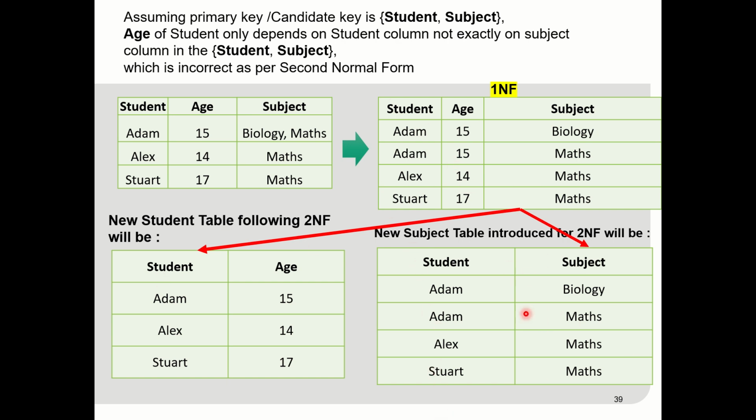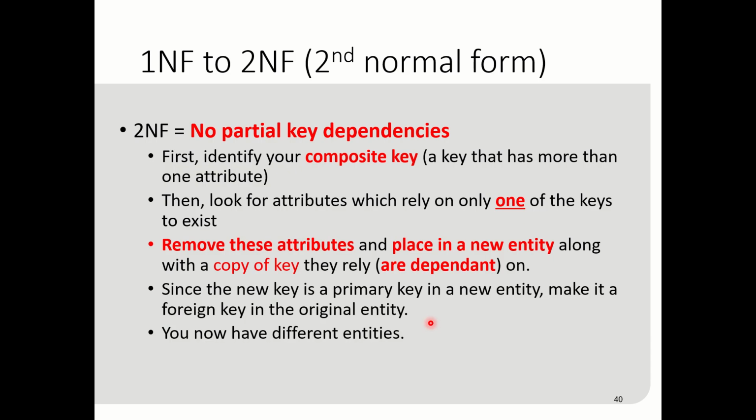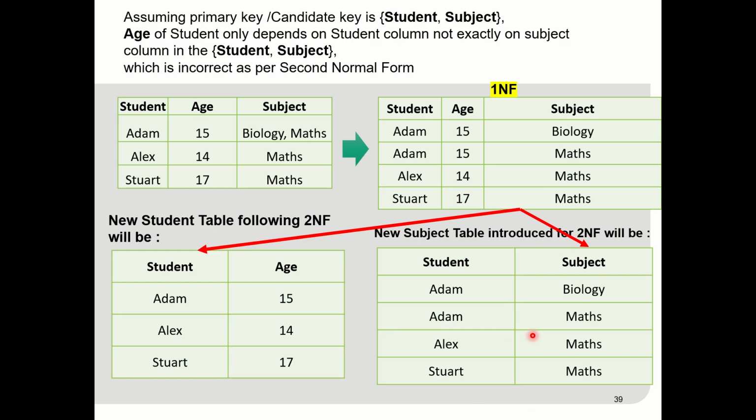Okay, so when you look at it, look for the entities which rely on one of the keys, remove the attributes and place them. And since the new key is the primary key in the new entity, make it a foreign key. So here, in order to have a relationship between those tables, you are keeping student as a foreign key here. So student is basically the foreign key here.